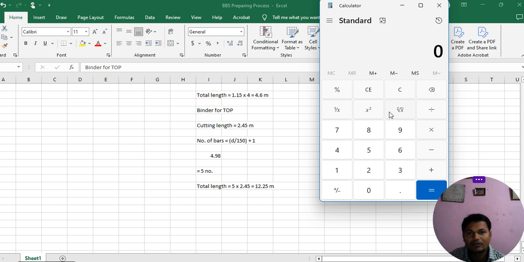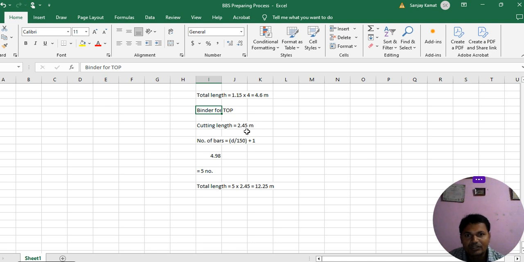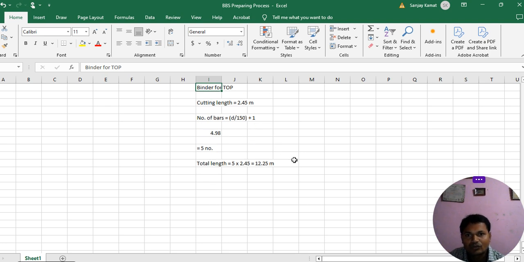To calculate the cutting length at the top value, you have to do 2045 mm divided by 1000. If you do, then how much is it coming? 2.045, so this is the 2.45 meter. So convert it into meters.